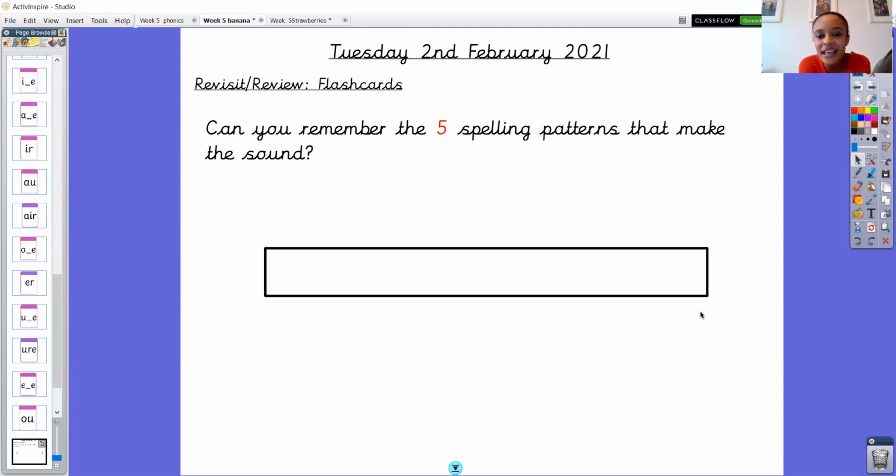So underneath my rectangle today, there are 5 spelling patterns for the sound O, okay? Can you see if you can write them down? 5 different ways to spell the O sound. So pause the video now and have a go.